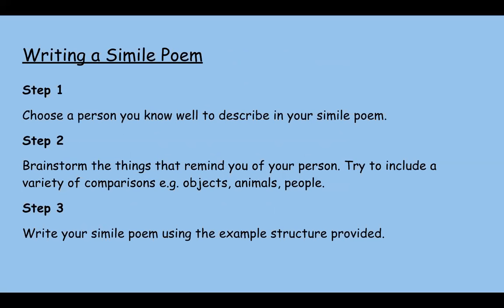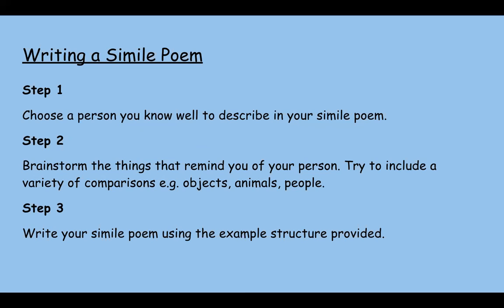So your task today is to write a simile poem. Step 1, you're going to choose a person. It could be your sibling or soccer coach, mom, dad, auntie, whoever you decide. Choose a person you know well to describe in your simile poem. And then step 2, brainstorm the things that remind you of your person. Try to include a variety of comparisons: objects, animals, people. Go back to the example I just showed you if you need to get some more ideas.